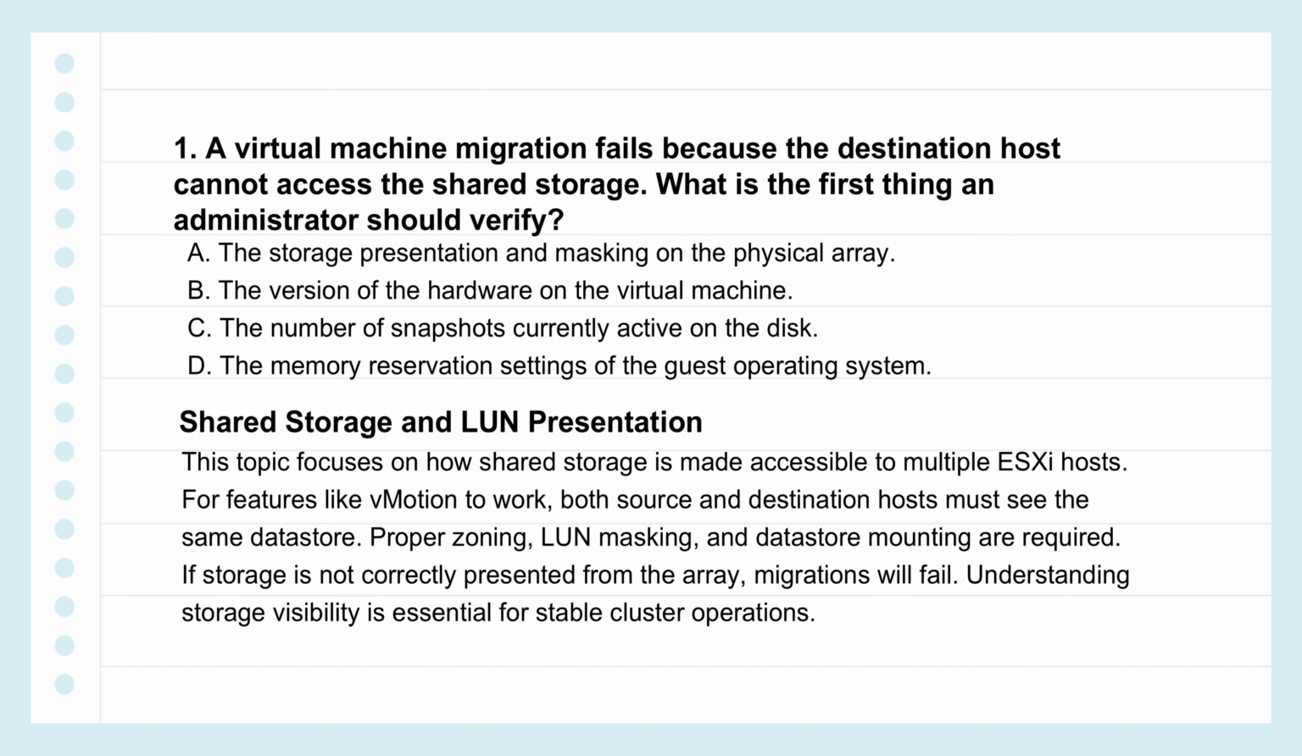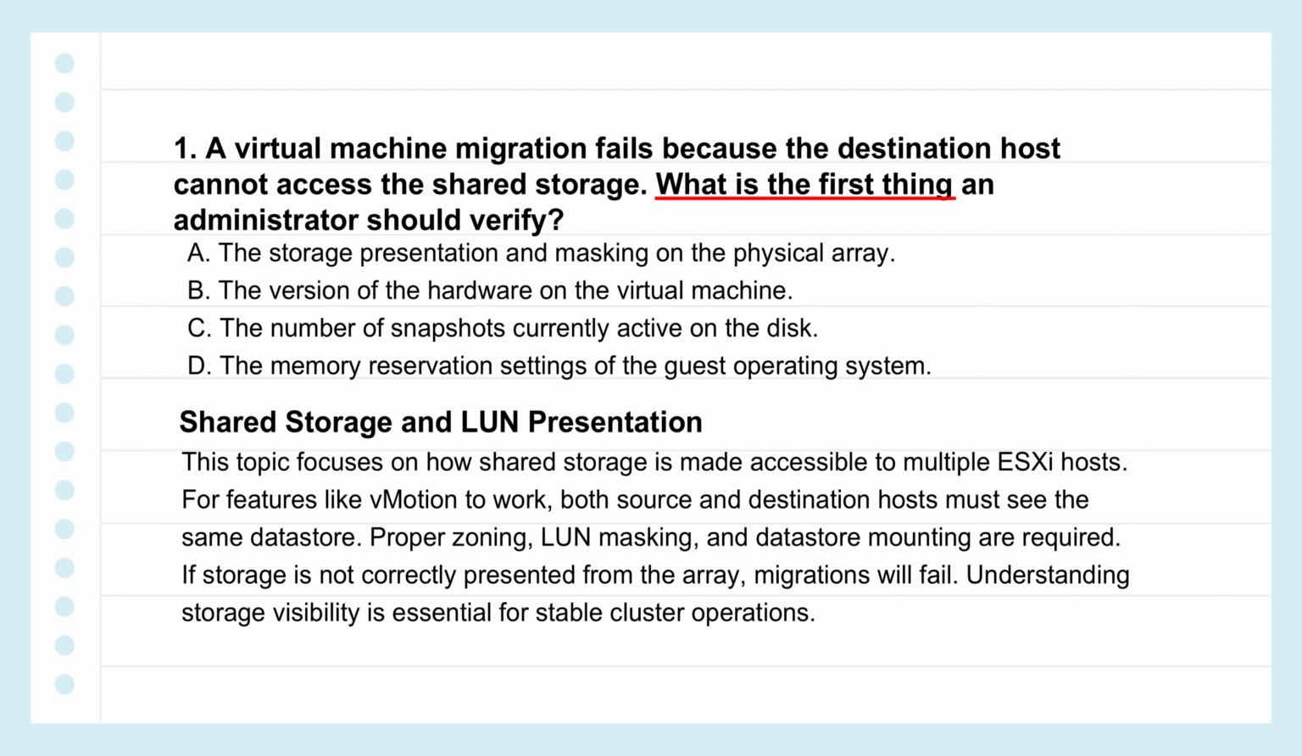Let's unpack this first section. We are calling this the storage and connectivity gauntlet. Scenario number 1. Picture this. You're an administrator, and you are trying to migrate a virtual machine using vMotion. Standard day-to-day stuff, something you literally do every day. But this time it fails, and the error message basically says the destination host cannot access the shared storage. A classic headache. It really is. So the pressure is on, your migration is failing. What is the very first thing you verify?